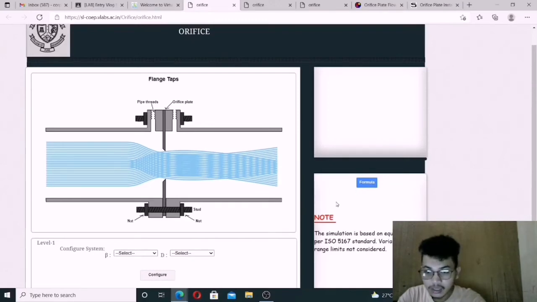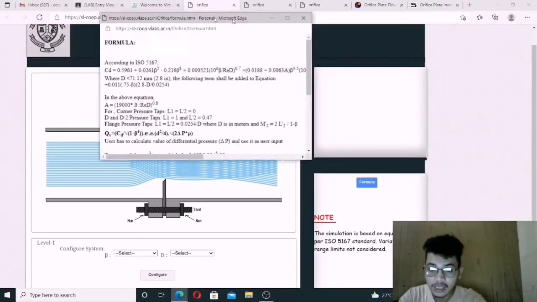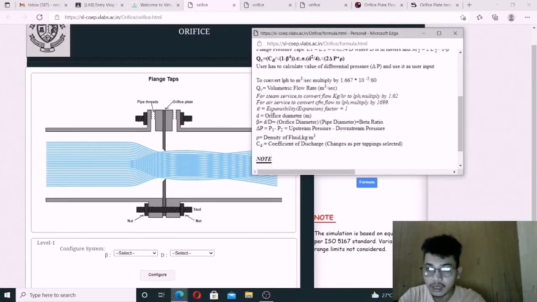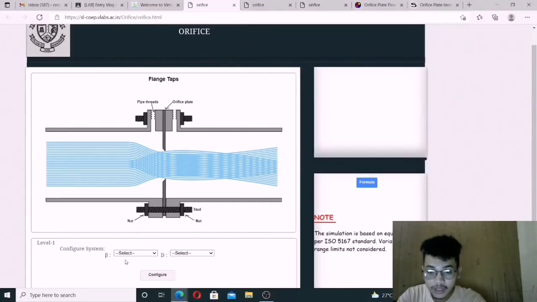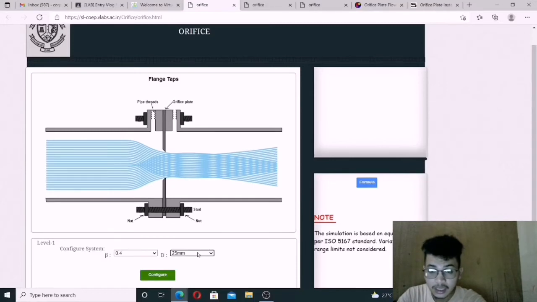For the formula of our calculation, the small d is the orifice diameter, and the big D is the pipe diameter. Click on the ratio of the orifice diameter to the pipe diameter. For example, our ratio is 0.4, and the diameter of the pipe is 25 millimeter. As you can see, the pipe changes. We are going to select 25 diameter and click configure.